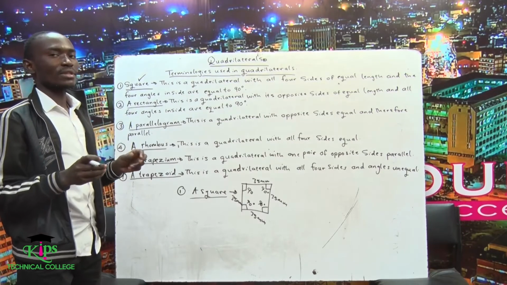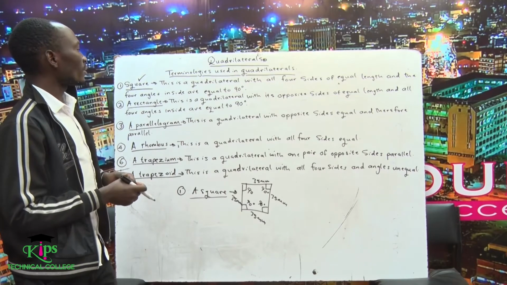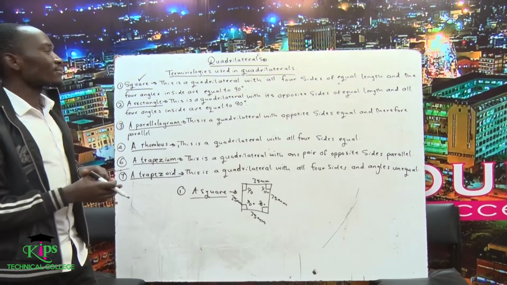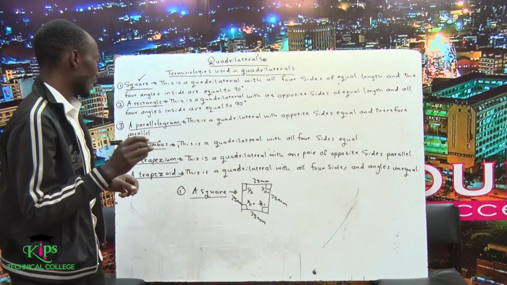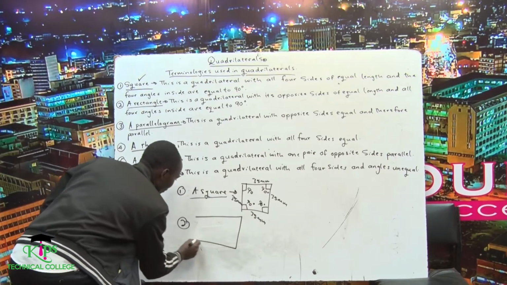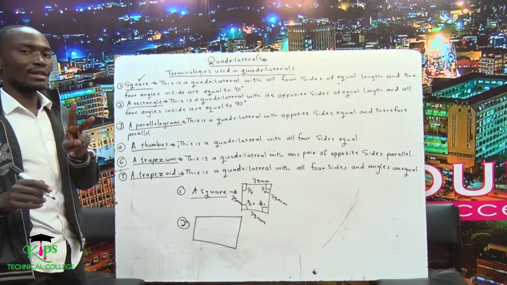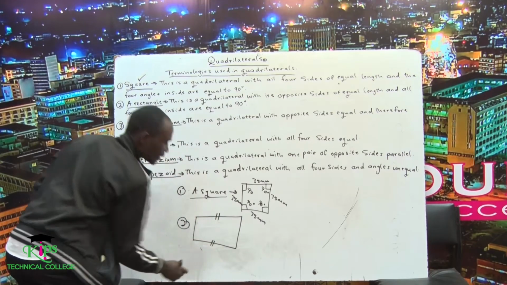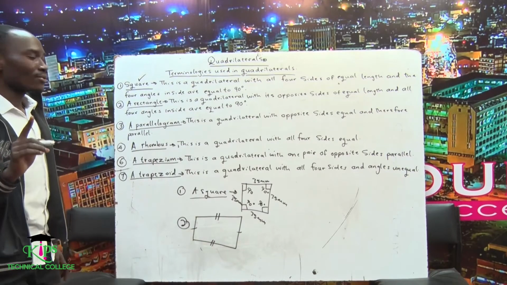Let's go to the second quadrilateral, which is a rectangle. A rectangle is a quadrilateral with opposite sides of equal length, and all four angles inside the rectangle are equal to 90 degrees. So this is a rectangle. In a rectangle, two opposite lines are of equal length. So this line and this line are of equal length.